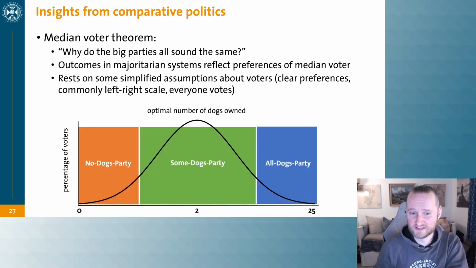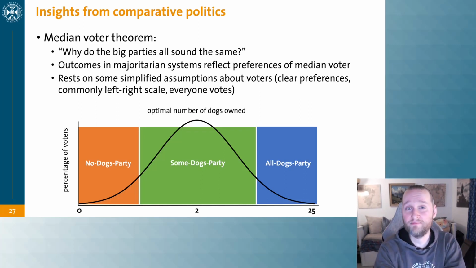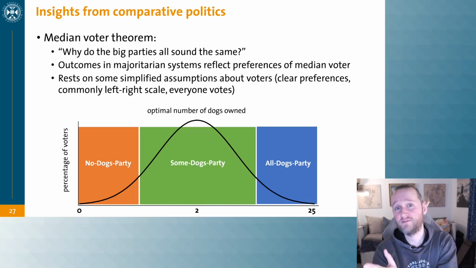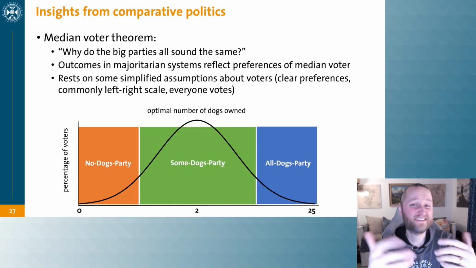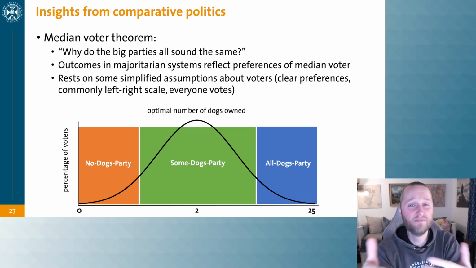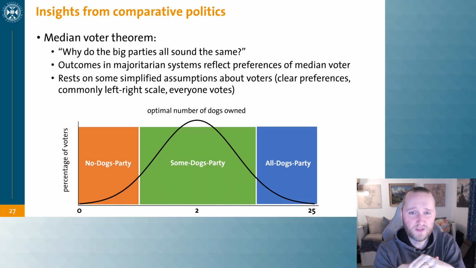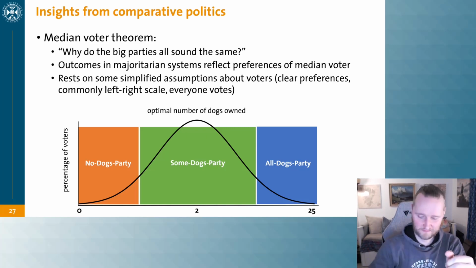In a proportional system, they would be perfectly happy to remain at the edges of the spectrum, because the no dogs party would still, in a proportional system, get a proportional number of seats in parliament based on all those voters that are on that side of the spectrum, and the all dogs party would get all the voters on the other side of the spectrum, and then you could have a some dogs party in the middle of the spectrum that would get those seats. So that's why all parties sound very much the same in majoritarian systems, because they all have to cater to the middle, because it only matters that you win the majority of voters.